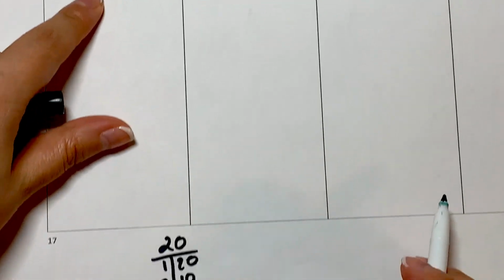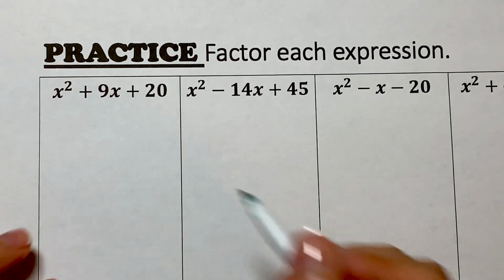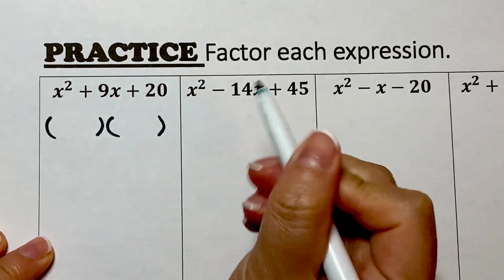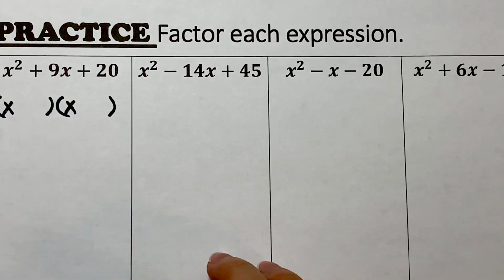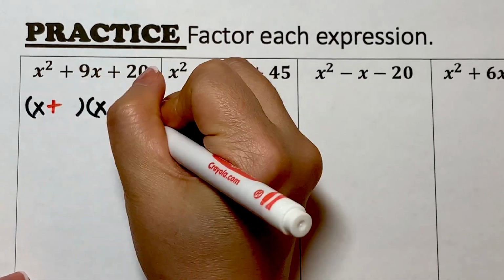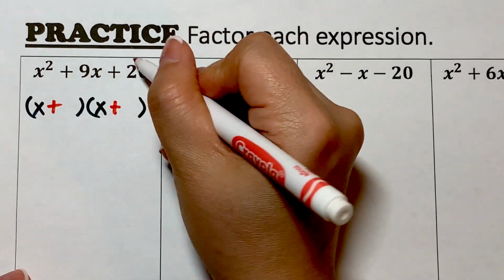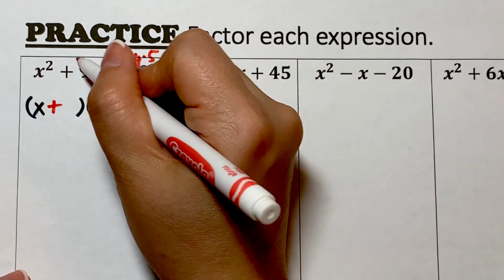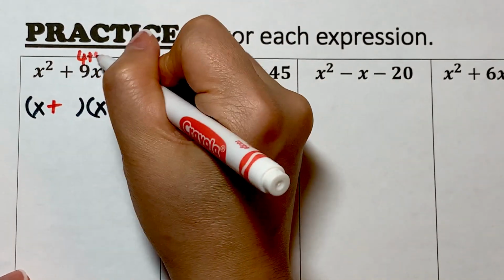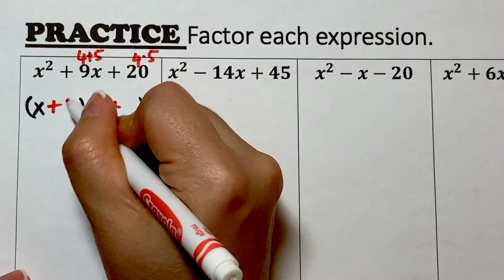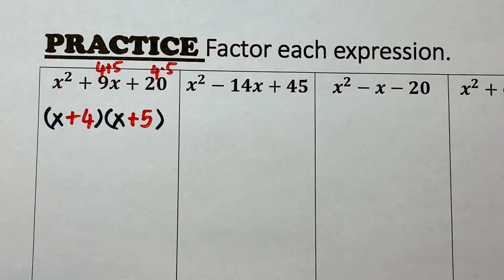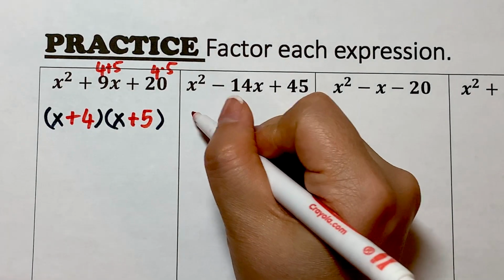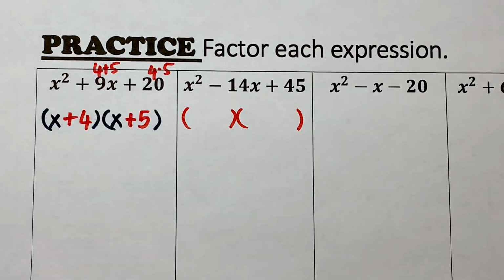Well, they have to add up to give you the middle term, which is 9. So right here, it's gonna be x, they both plus, so the sign is plus plus. Okay, 4 times 5 will give you 20, and 4 plus 5 will give you 9. So the 4 and the 5 are the two factors that we're looking for. Okay, next, take a look at the second example.